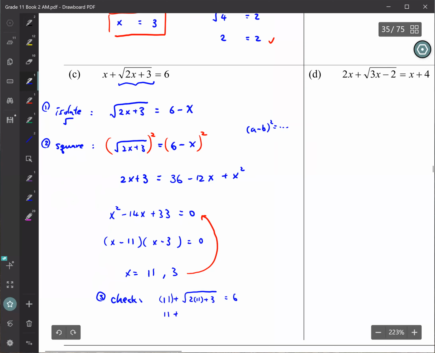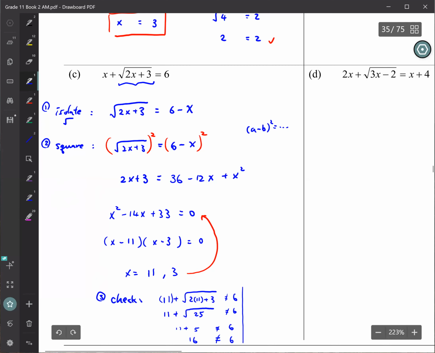And then 11 plus 2 times 11 is 22, right? 22 plus 3, 25. Okay. 11 plus square root 25 is 5, right? So that's 11 plus 5. So that's 16. Right? 16 is not 6. So 11, you need to throw out, okay?